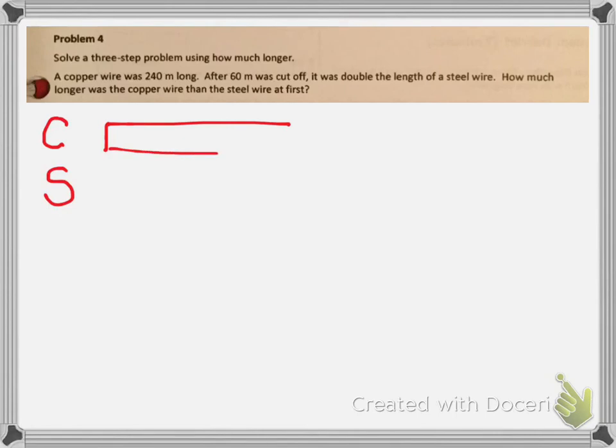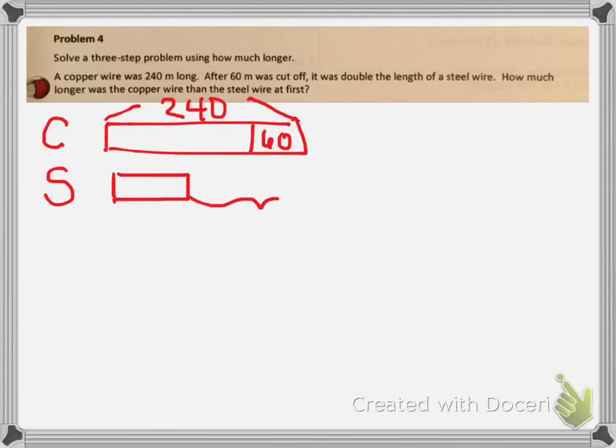Okay, we're going to draw 2 tape diagrams. There's the copper wire. Okay, we know that that was 240 meters. Okay, and 60 meters was cut off, so this is going to be 60. We know that the steel wire was double in length. So it would go like that. And then this is the missing part. This is what we don't know. That's our missing part.